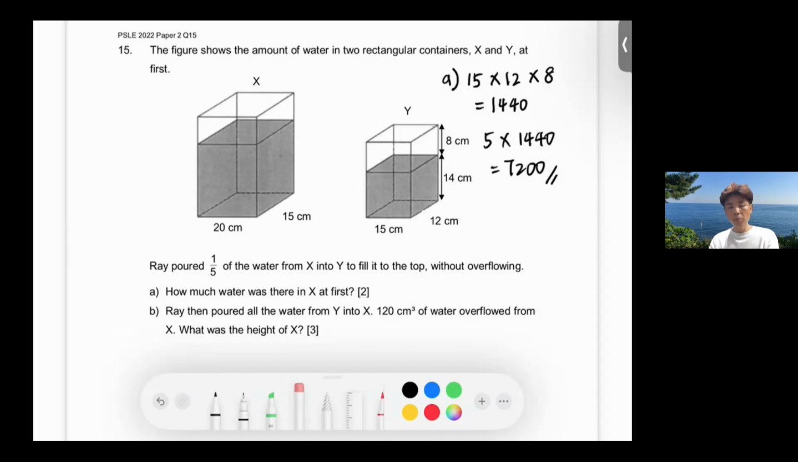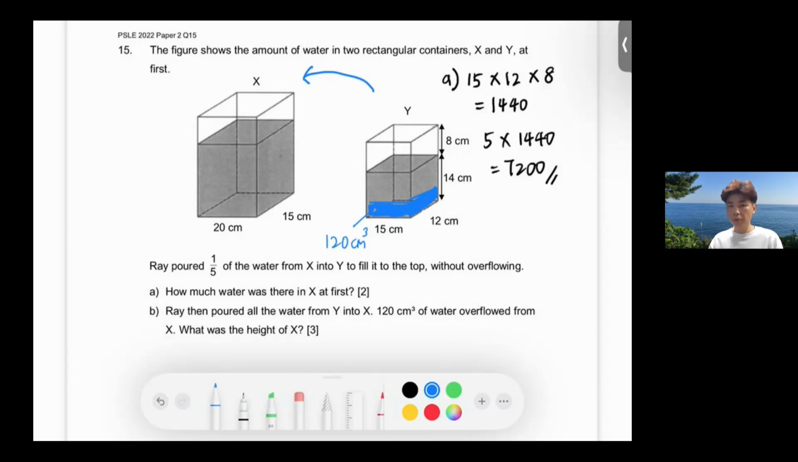If you were to continue pouring the remaining water from Y into X, there will be 120 cubic centimeters of water that will overflow from X. So is there a way that we can prevent the water from overflowing in X? Apparently, yes. All we have to do is to not pour the 120 cubic centimeters of water from Y to X. That way, no water will overflow.